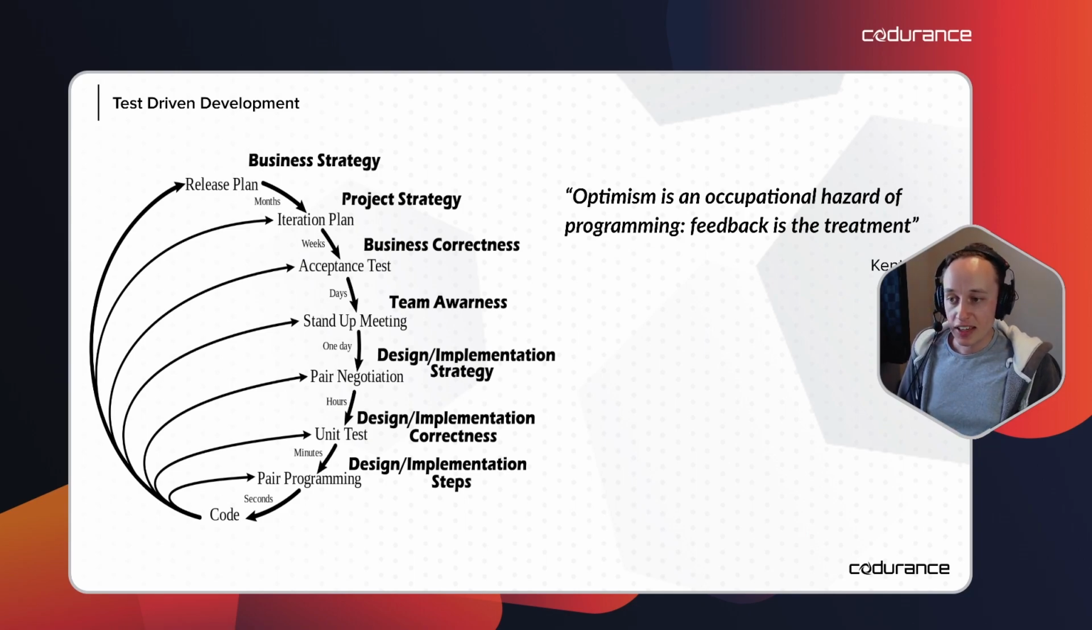Now, Kent Beck says that optimism is an occupational hazard of programming, and I think we can all relate to that, right? What programmer, what software engineer has not had the experience where you turn around and say, oh, yeah, that'll take me a week. It's 95% done. The last 5% will take no time at all. And then it turns out that 5% takes far longer than you estimated, and it takes a very long time, right? So Kent Beck says to that, feedback is the treatment to that problem.